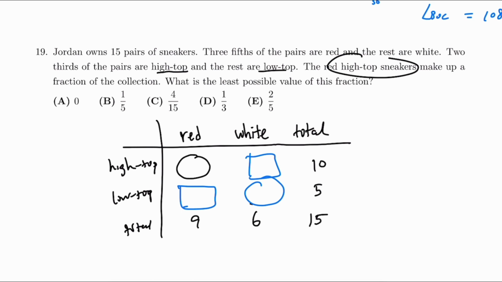So instead of doing, let's say, 5, what if this is 0? Then this is 6, this is 5, and therefore the red high top is going to be 4. Note that we cannot have this be any lower, because if this is any lower, let's say 3, then this number is going to be negative, and that doesn't work at all. Therefore, the fraction is 4/15, unsimplifiable, so our answer is C.